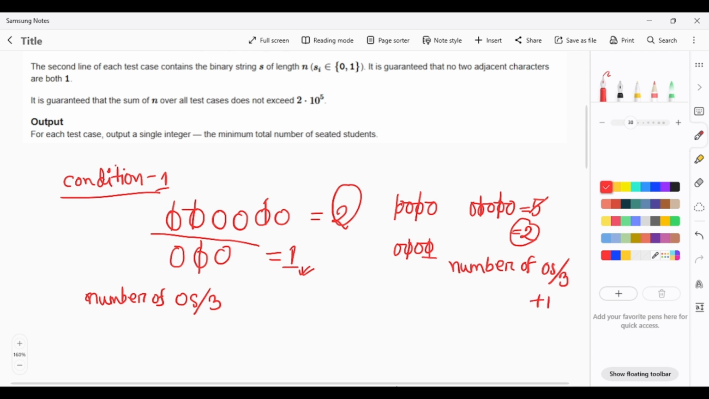You can try more examples and you'll find out that this is the way we will have to find out the total number of students that will be added. And if it is divisible by 3, then the total number of students that will be added is the number of zeros divided by 3. This is the complete situation of condition 1. Now we will see another condition.